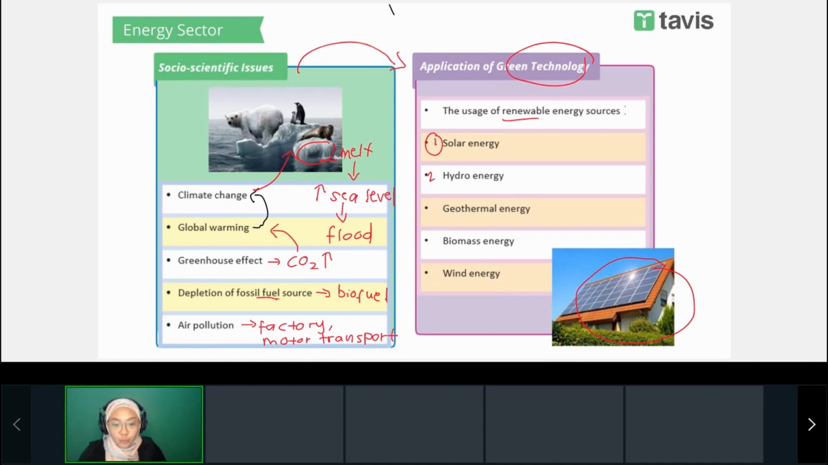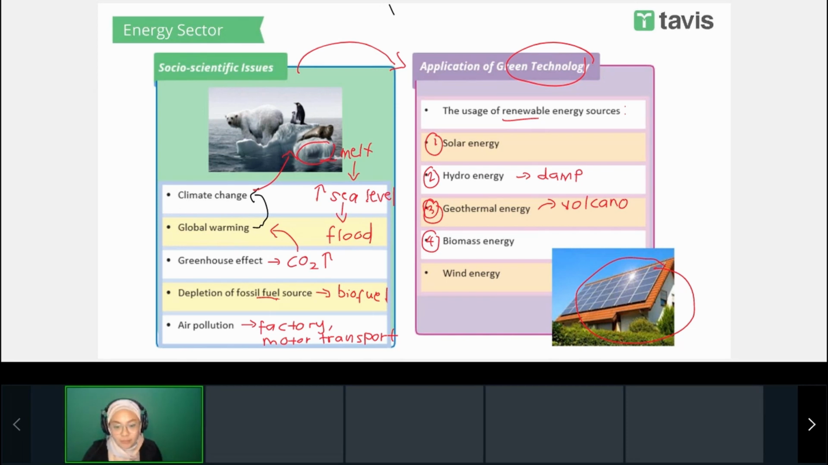Okay, the second one is hydro energy. We have a dam, and from the dam we can generate electricity. The third one is geothermal energy. Does anyone have any idea about geothermal energy? Usually geothermal energy is for a country that has active volcanoes. Malaysia doesn't have active volcanoes. So a country that has active volcanoes, such as Indonesia, the Philippines and Japan, can generate their electricity from geothermal energy. And then the fourth one is biomass energy.